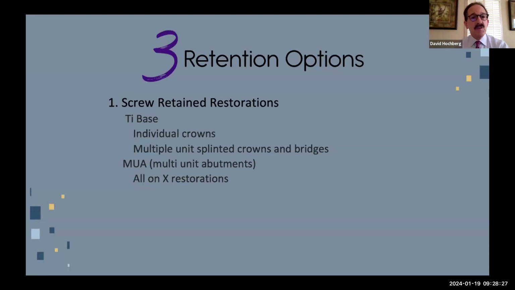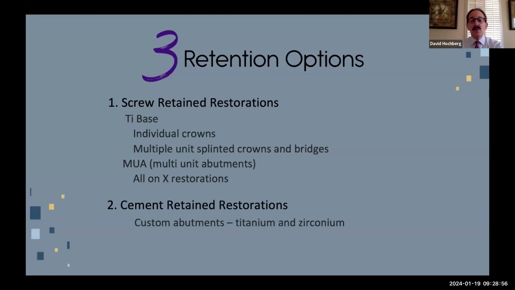It's a little bit more difficult. The passivity of the fit is harder to achieve. A passive fit with cement retained restorations, you'll see, is much easier to achieve. And there are multi-unit abutments to help you with that. Multi-unit abutments, we'll be talking about that, are used with all the all-on 5 and all-on X cases, and they will help you screw retain a case if needed. So cement retained restorations, it's a custom abutment, and it's all about that.